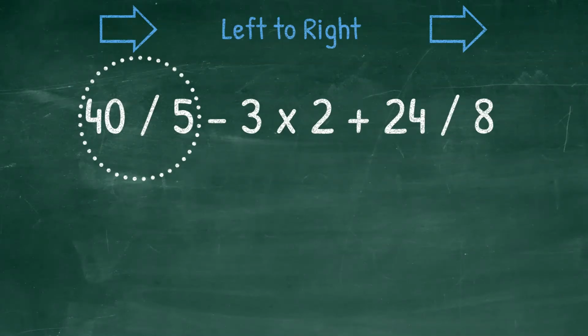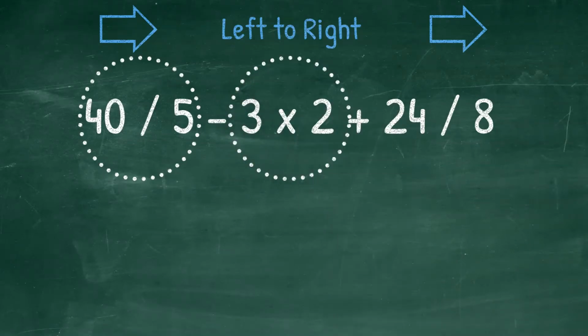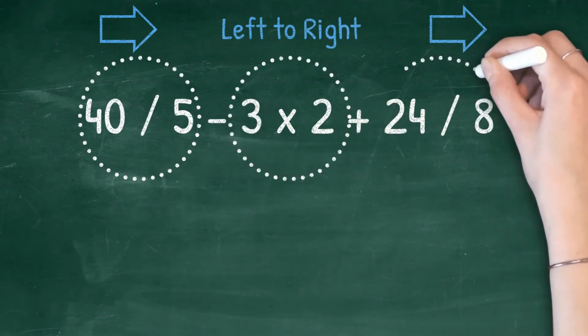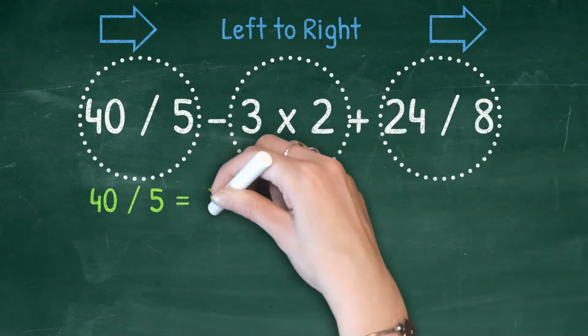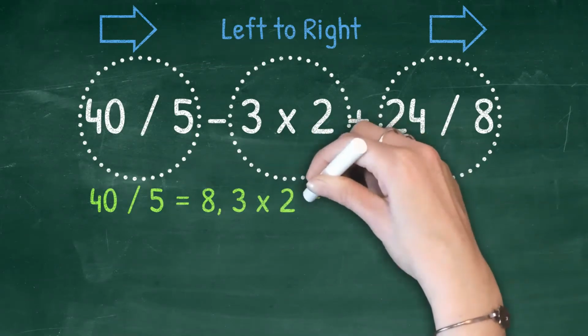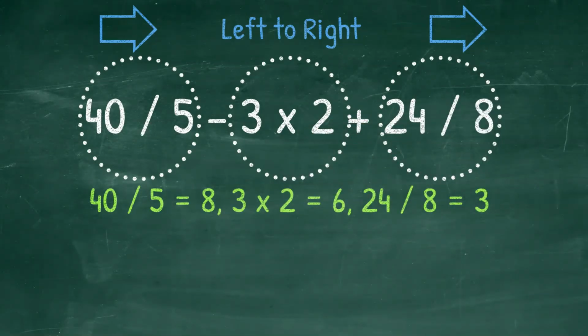Next we see 5 minus 3, but we're not there yet in the order of operations, so we'll move on. Next is 3 times 2. Circle it. Then 2 plus 24. Skip it. 24 divided by 8. Circle. 40 divided by 5 equals 8. 3 times 2 equals 6. 24 divided by 8 equals 3. Now the expression looks very different.